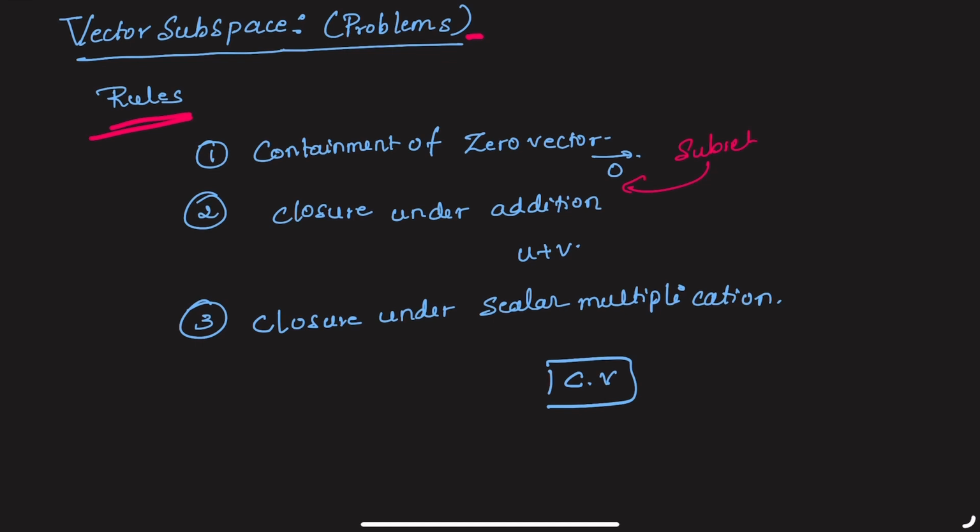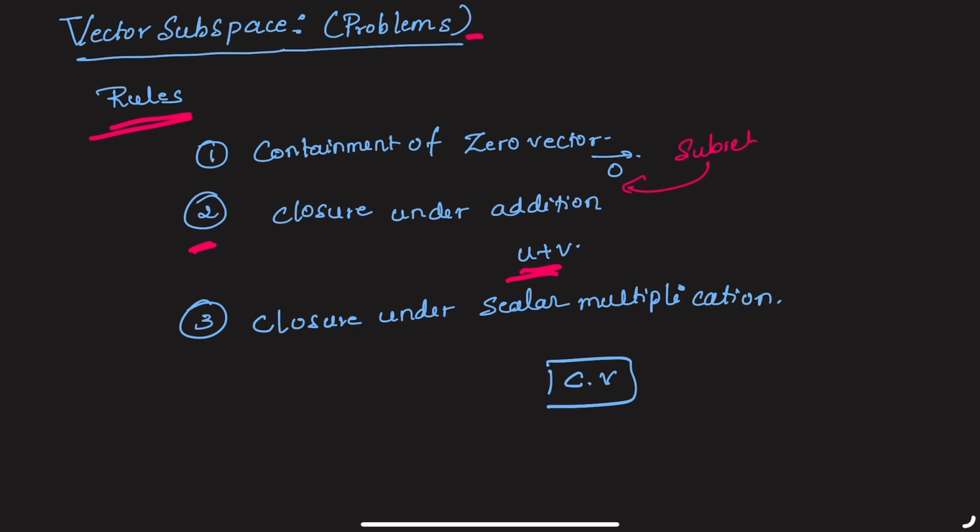The second one is closure under addition. It means that for any two vectors, say u and v in the subset, their sum, that is u plus v, must also be in the subset.